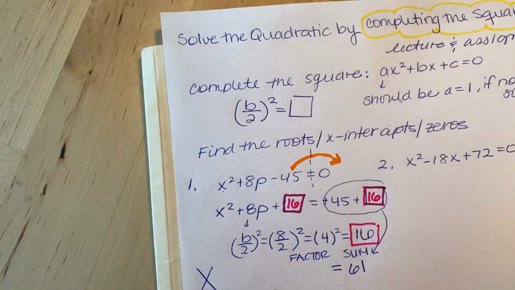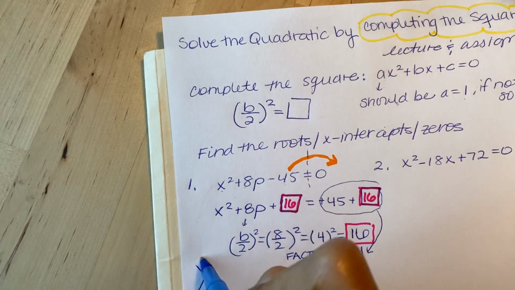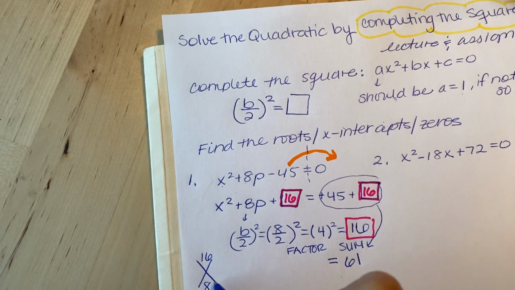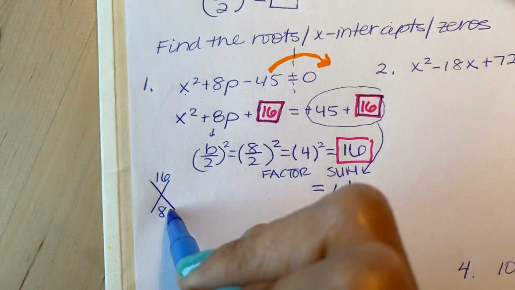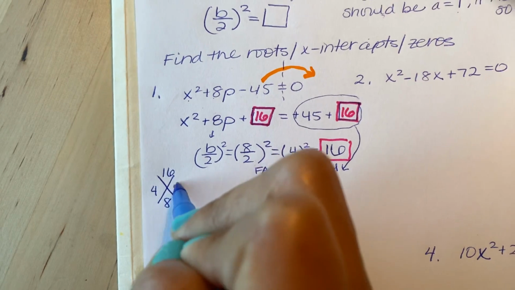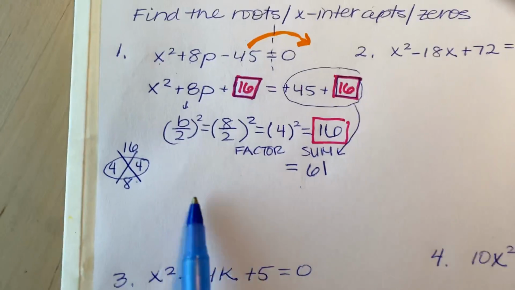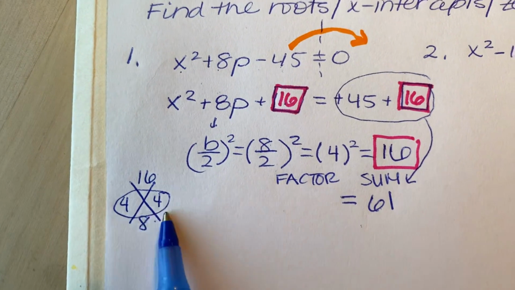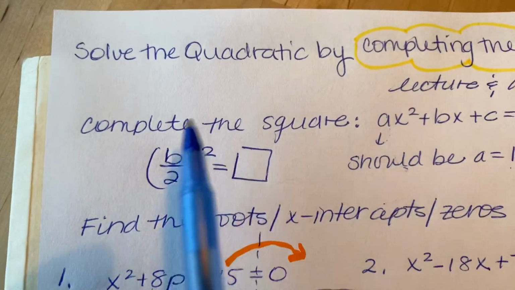Okay, what do you have? 16B. Okay, 16 and 8. What two numbers multiply to 16 but sum to 8? 4 and 4. Now, these two numbers are the same. They will always be the same. Always, always, always, because the entire point is to complete the square.